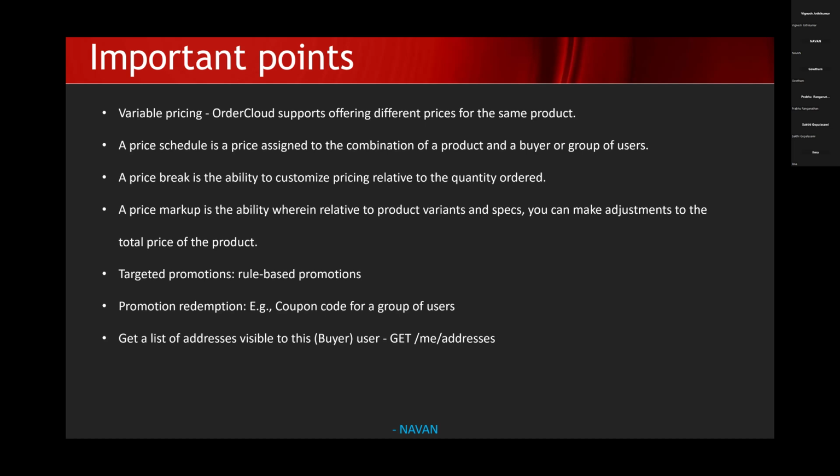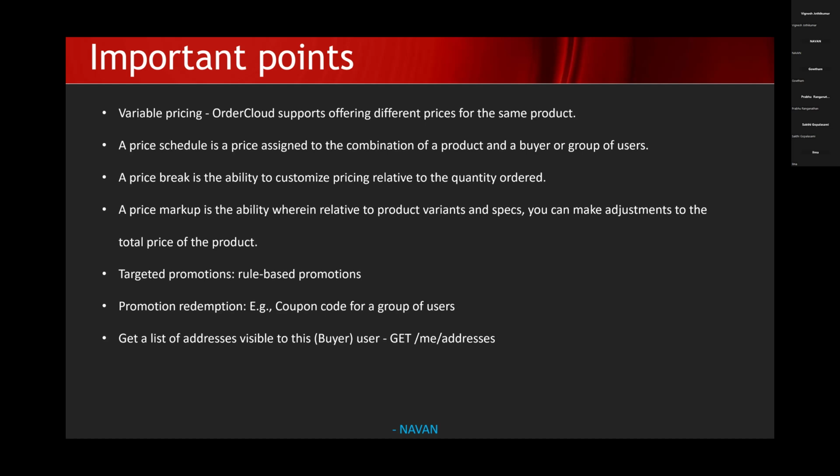Price markup is the ability wherein, relative to product variants and specs, you can make adjustments to the total price of the product. So price markup is based on size, like some of the specs might have a different pricing. So that's what it is. Targeted promotions is rule-based promotion. We'll cover that in the next few slides. Promotion redemption is nothing but your coupon code for a group of users.